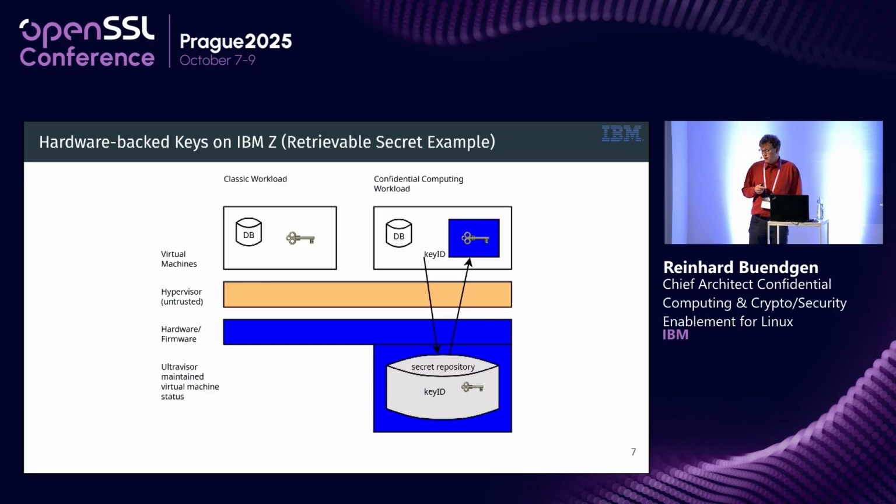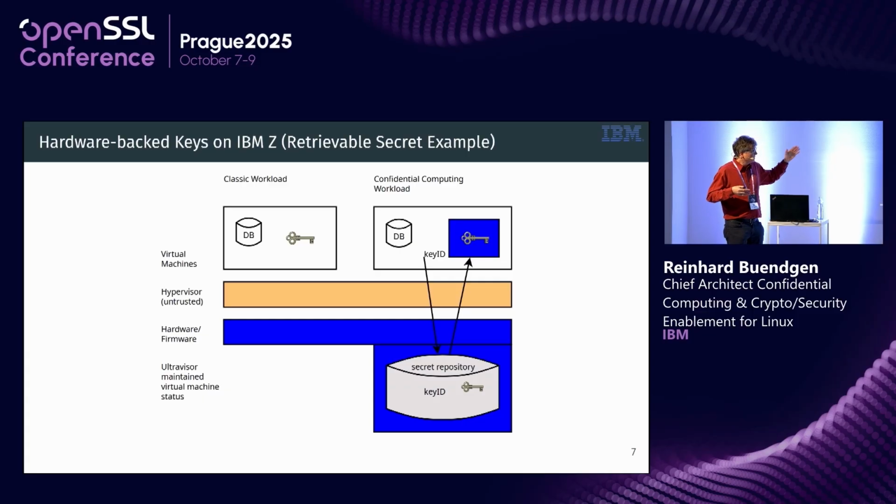Another option for deriving a key from an origin are so-called retrievable keys. Retrievable keys is a very new concept that we introduce with our confidential computing systems. So secure execution is IBM Z confidential computing implementation. It, among others, has a component that is called ultravisor. The ultravisor is the firmware part, the trusted firmware part of the trusted execution environment, and it may store keys on behalf of a secure guest.